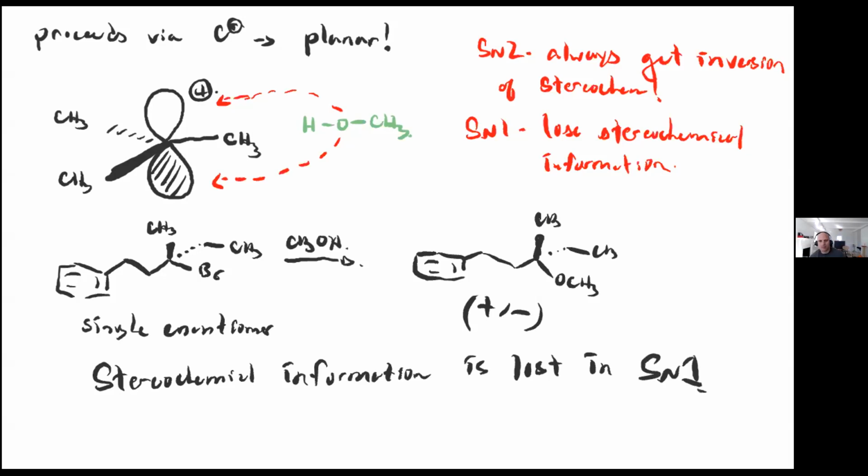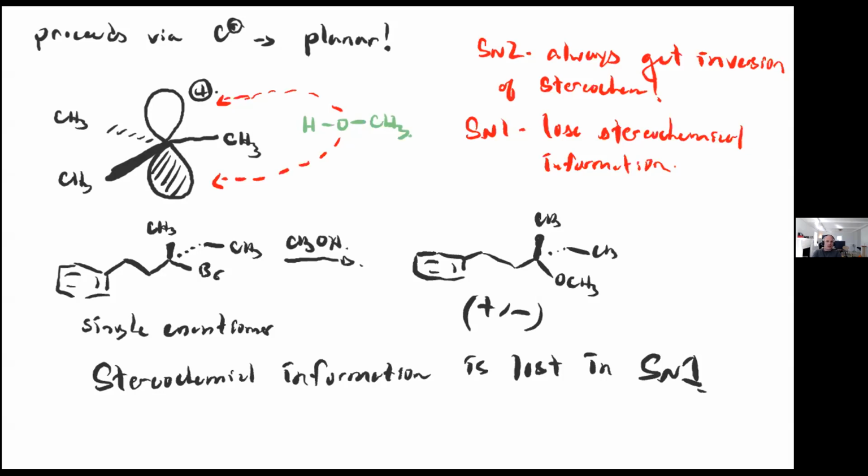That's a bit of an oversimplification. Strictly speaking, it doesn't always go to a perfectly racemic mixture, and we'll touch on that in the next lecture. But the important point is that whereas in the SN2 you faithfully invert the stereochemistry at the reacting carbon, in the SN1 you basically lose it.